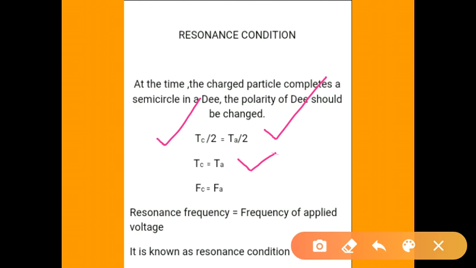If you take the reciprocal, we can write Fc is equal to Fa. That is, frequency of cyclotron equal to frequency of oscillator or frequency of applied voltage. This is known as resonance condition.